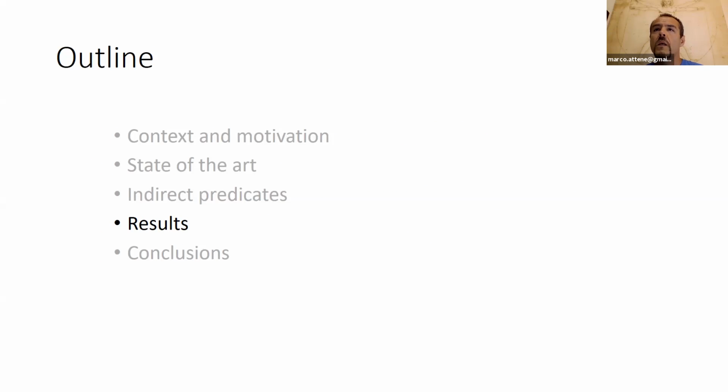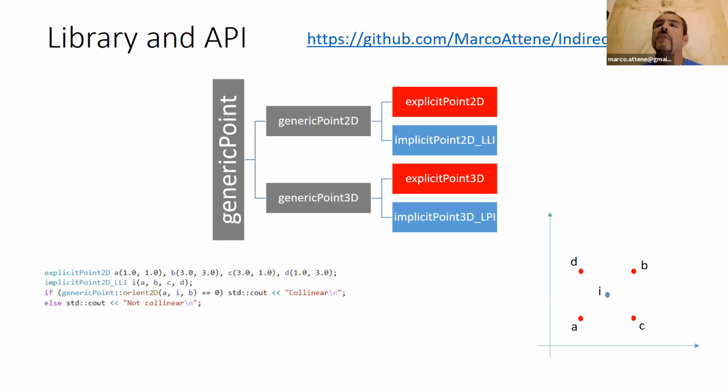So, to show the efficiency of indirect predicates, I have implemented an open source library, and you can find it at this address here, whose API exposes a type called generic point. A generic point can represent either a 2D or a 3D point, which in turn can be further specialized to represent specific implicit point types. The library also exposes a set of indirect predicates to work with these generic points, and can be used as simply as shown in this example.